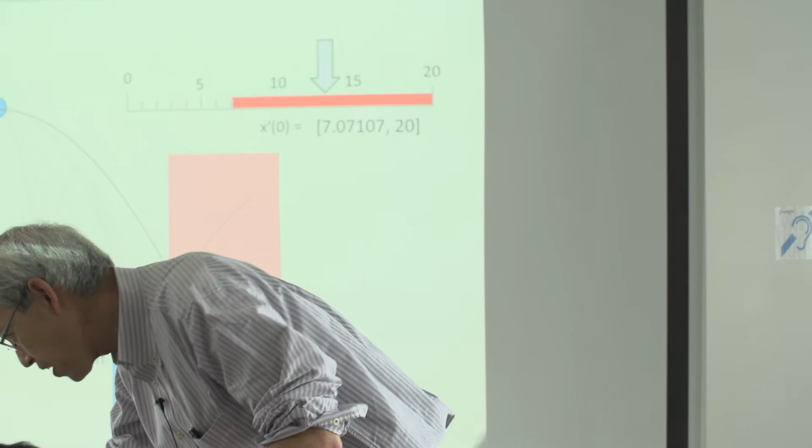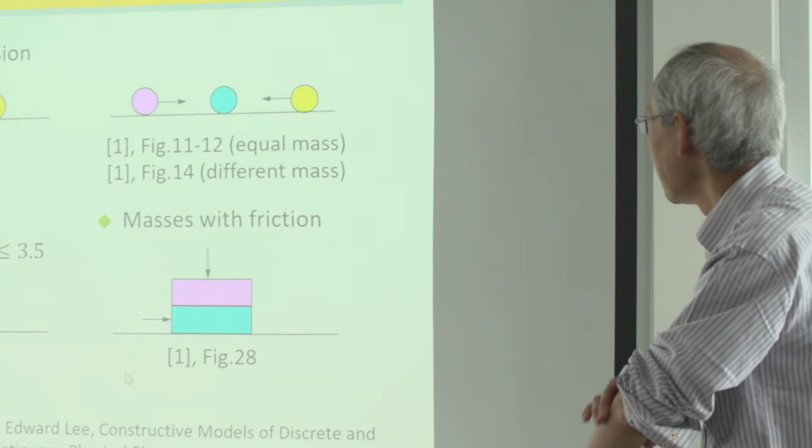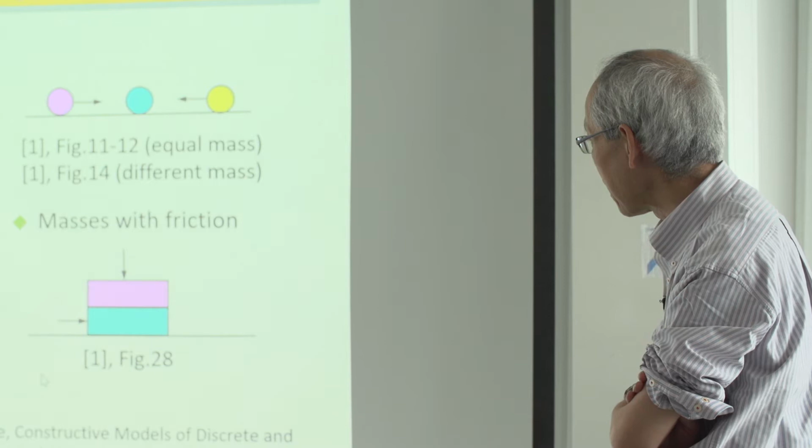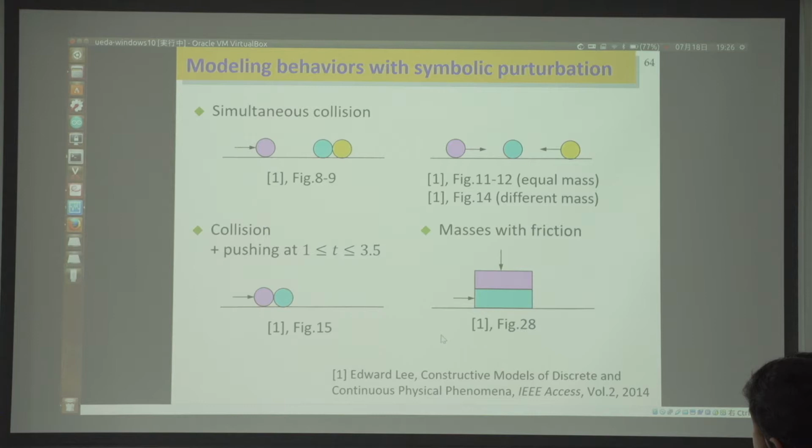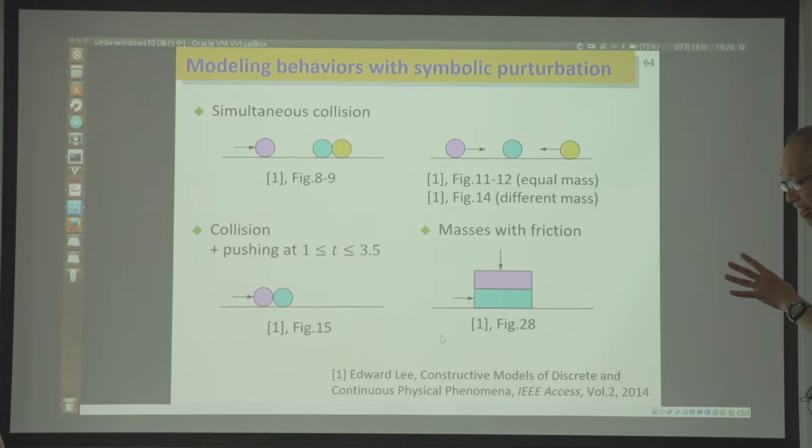So let me conclude this talk by introducing some interesting examples given by Professor Edward Lee. This paper, Constructive Models of Discrete and Continuous Physical Phenomena, is a very, very interesting paper, which includes a bunch of interesting examples. And many examples are just about collisions and frictions. So let me briefly explain what we can do in these examples.